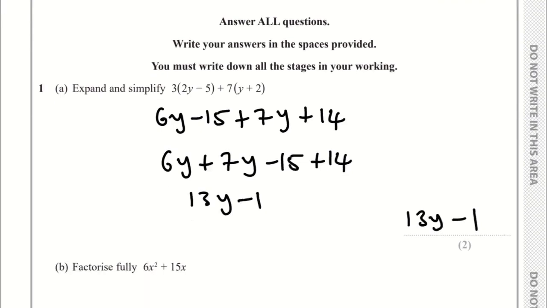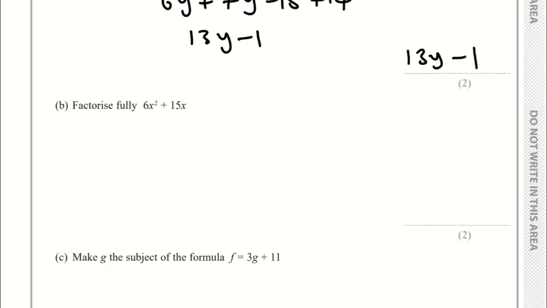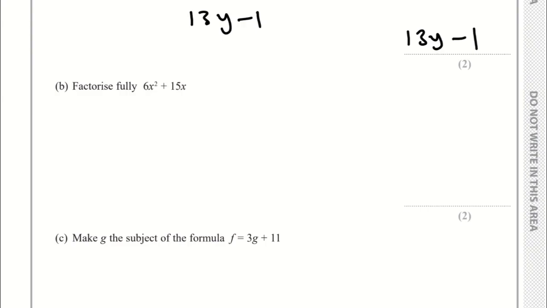Okay, let's look at the second part of number 1. Factorize fully 6x squared plus 15x. We have to factorize fully. Look at this first term and the second term. What is common? 3 is common. 3 can divide 6 and 15. That's the highest common factor.